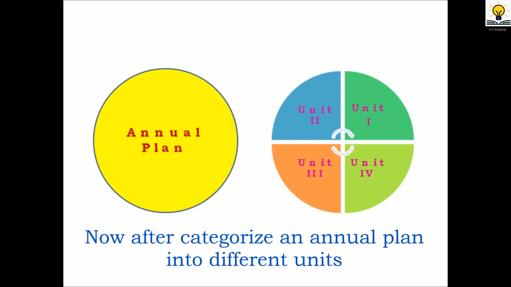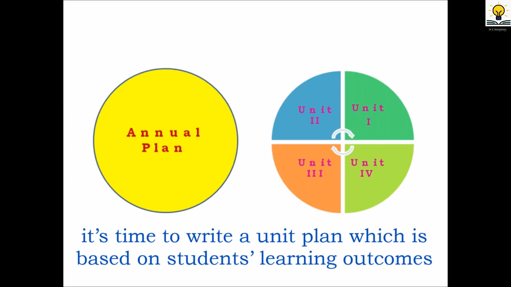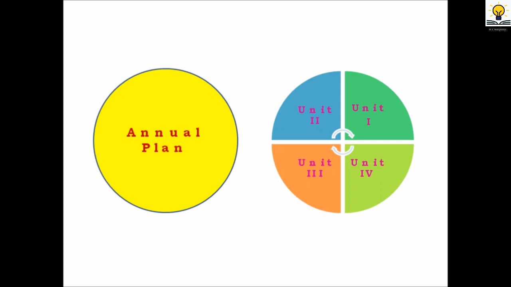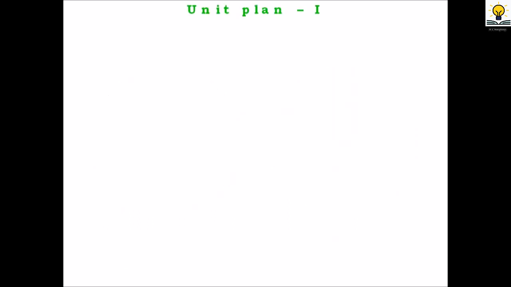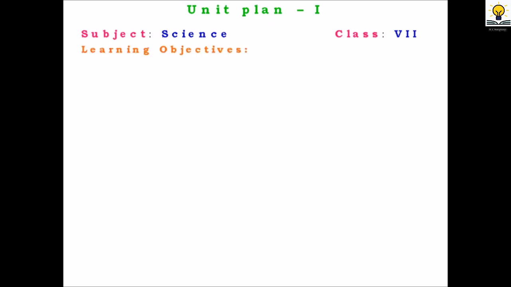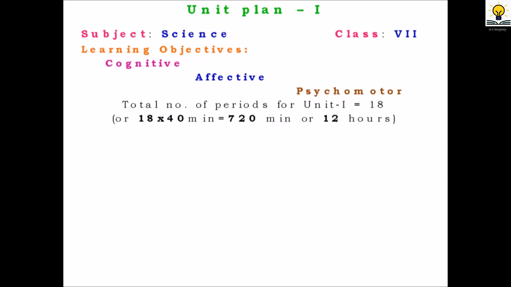Now, after categorizing an annual plan into different units, it's time to write a unit plan which is based on students' learning outcomes. A basic unit plan must have the subject, the class, and the educational learning objectives, whether in cognitive, affective, or psychomotor domains, with duration as shown.